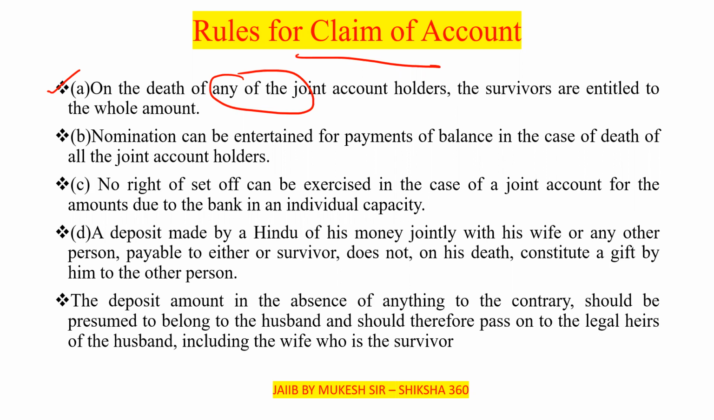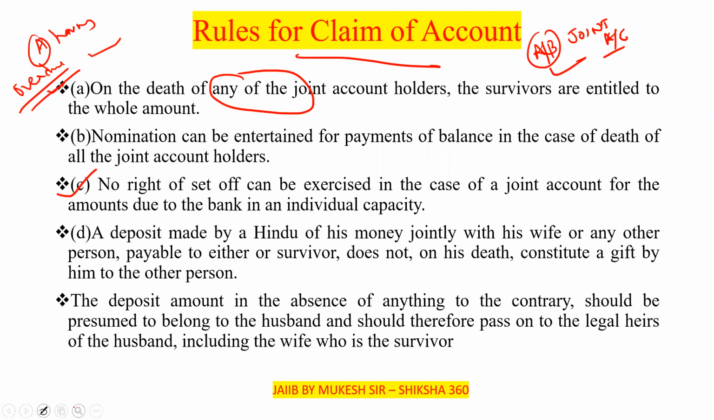Third one, no right of set-off. No right of set-off can be exercised in the case of a joint account for the amounts due to the bank in an individual capacity. For example, A and B are having a joint account. Here A has a loan and it is going overdue. As per this rule, you cannot take money from this joint account to clear the overdue, as no right of set-off can be exercised for amounts due to the bank in an individual capacity. Because the loan is taken in an individual capacity, only by A, but they have a joint account, so we cannot take money from it.